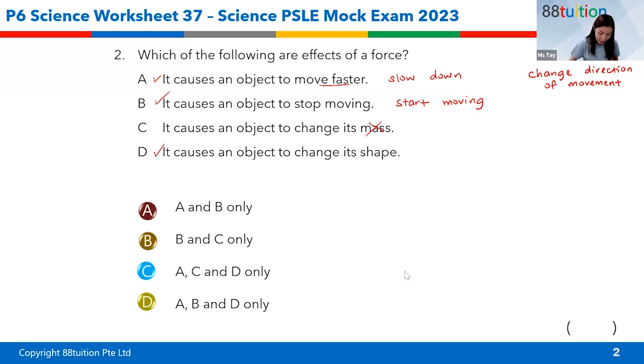Right, so the answer is A, B, and D. All of you got this correct, I think. Oh, 1 person got it wrong. 2 people got it wrong. That's fine, no problem. If you didn't understand, I hope you understand now. Mass stays the same for all objects. No matter whether it changed shape, moved faster or moved slower, the mass cannot be changed.